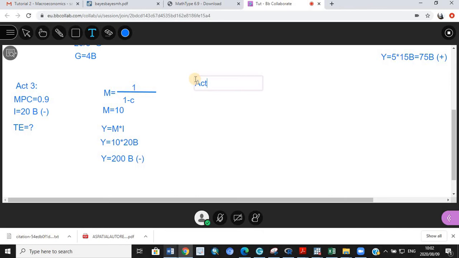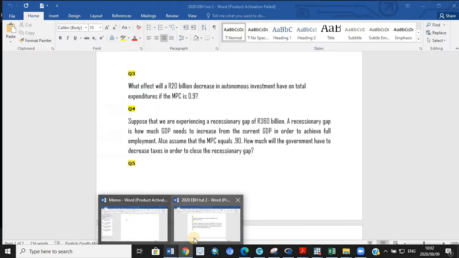Activity 4. Good. Let's read. Suppose that we are experiencing a recessionary gap of 360 billion. A recessionary gap is how much GDP needs to increase from the current GDP in order to achieve full employment, right? Also, assume that MPC equals 0.9. How much will the government have to decrease tax in order to close the recessionary gap?